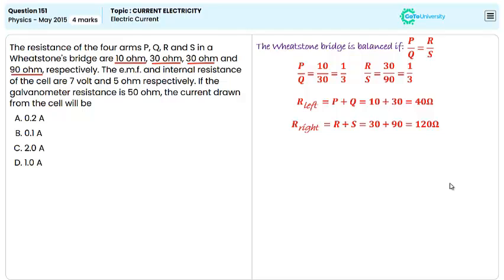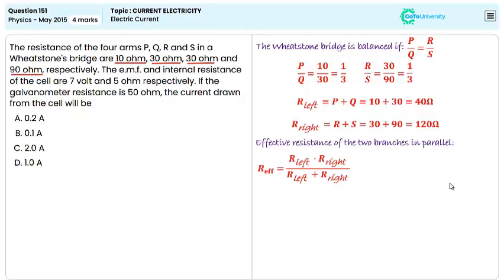Finding the effective resistance of the two branches in parallel, we get R effective is equal to R left into R right divided by R left plus R right. Substituting the values, R effective is equal to 40 into 120 divided by 40 plus 120, which is equal to 4800 by 160, which is nothing but 30 ohm.